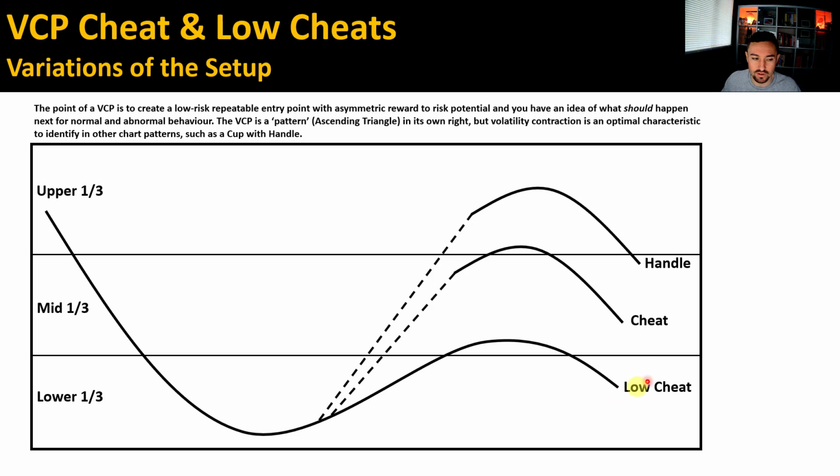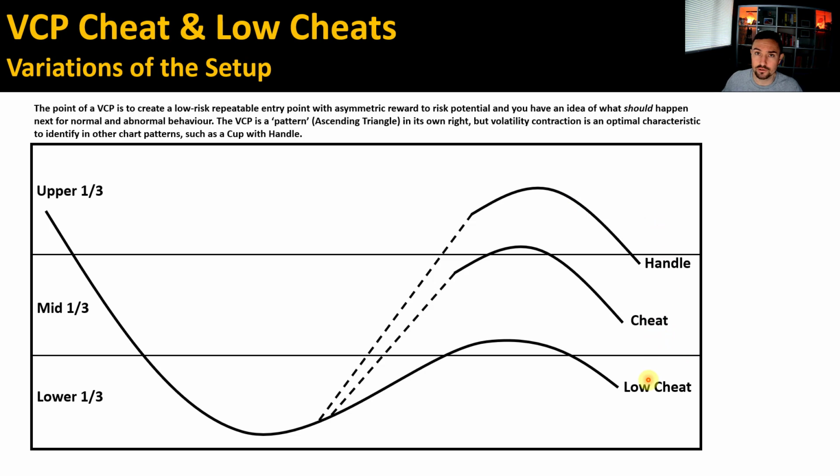So the definition of a low cheat is the setup where the tightness is coming through is forming in the lower third of the base. So the lower third of the potential cup and handle type pattern, as we're showing here. A cheat would be in the mid third, and then the upper third would be kind of your traditional handle as well.